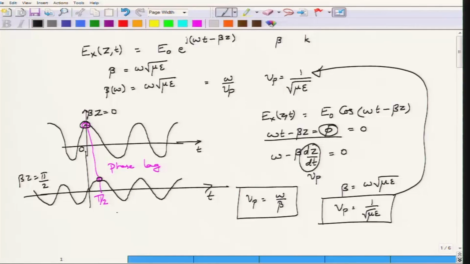If you were to graph this beta versus omega, so let us say beta is here and omega is here, in some cases you will also see the axes interchanged, with omega on the x axis and beta on the y axis.